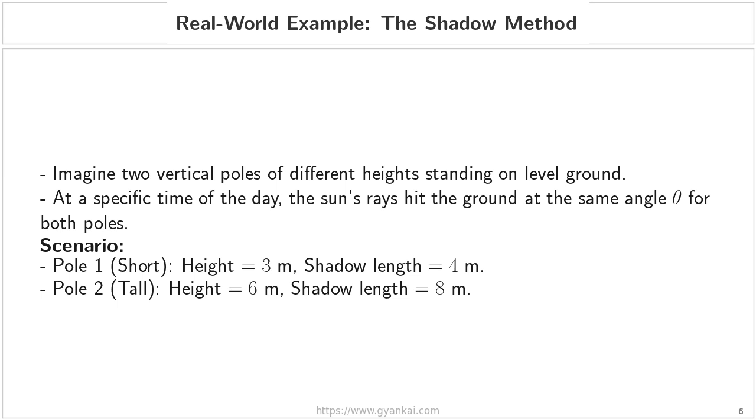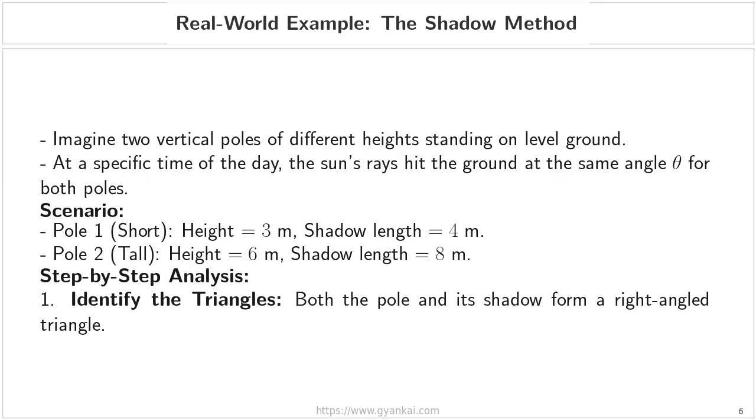Suppose we have pole 1, which is a shorter pole, standing at a height of 3 meters, and it is casting a shadow that is 4 meters long. Now, let's look at pole 2, which is a much taller pole, standing at 6 meters, casting a shadow that is 8 meters long. To analyze this, we will follow 3 simple steps.